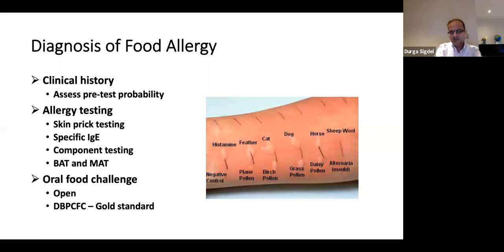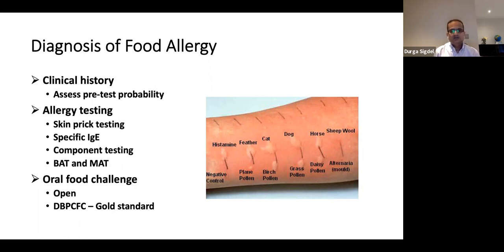There are other emerging tests coming, called BAT and MAT. BAT is the basophil activation test, and MAT stands for mast cell activation test. In the UK, these tests are not done in clinical practice at the moment. They are mainly research-based. I think in the US they are done in some centers, but it's not in clinical practice yet.